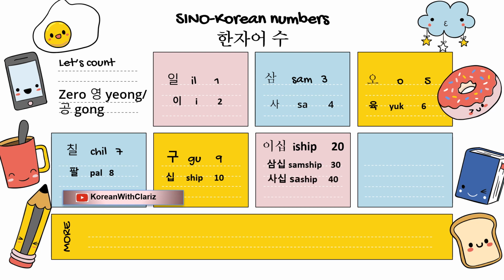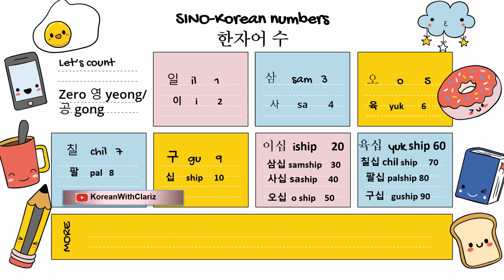40, sa ship. 50, o ship. 60, yuk ship. 70 is chill ship. 80 is pal ship. And 90 is gu ship.